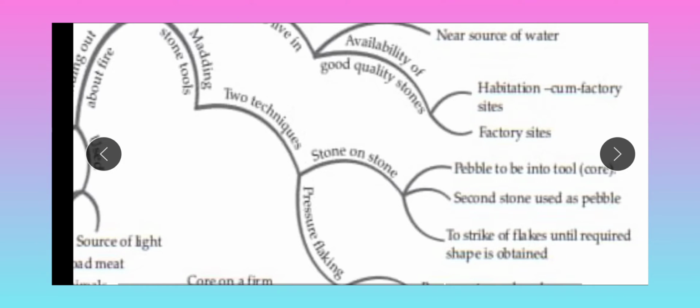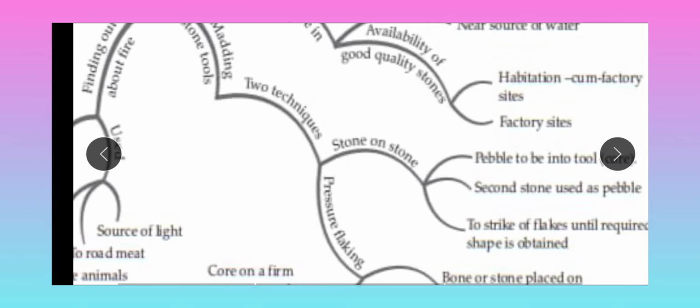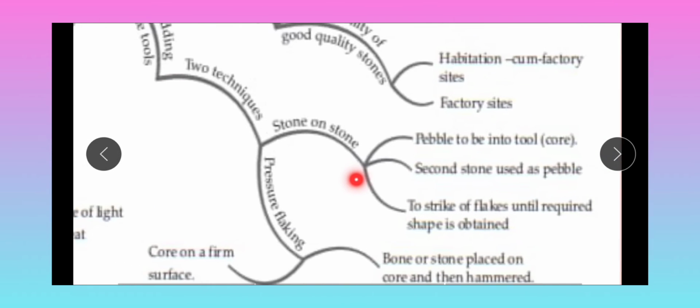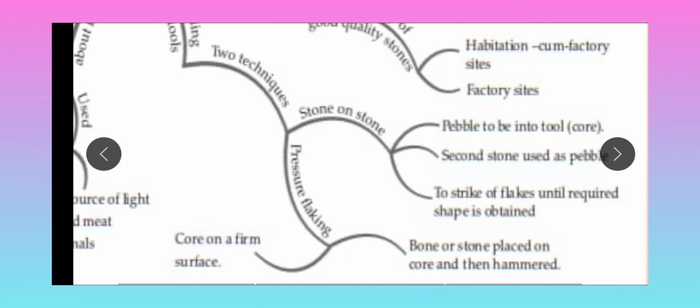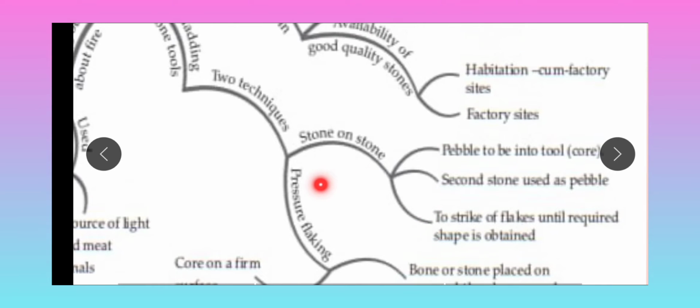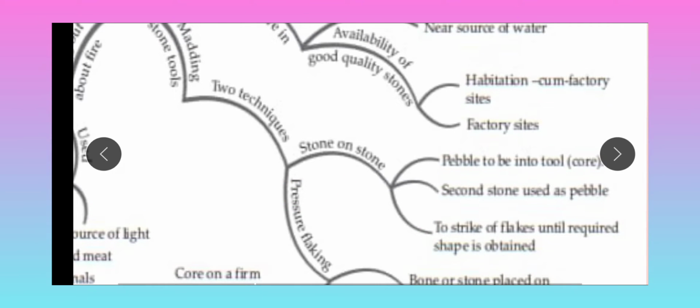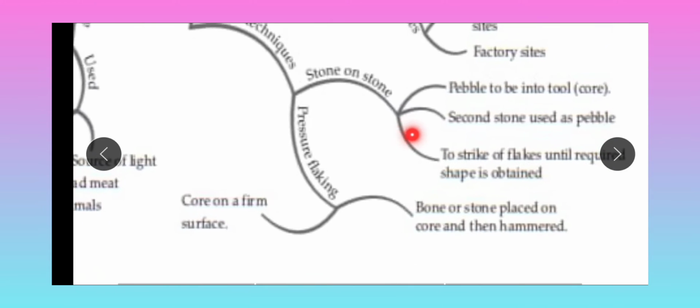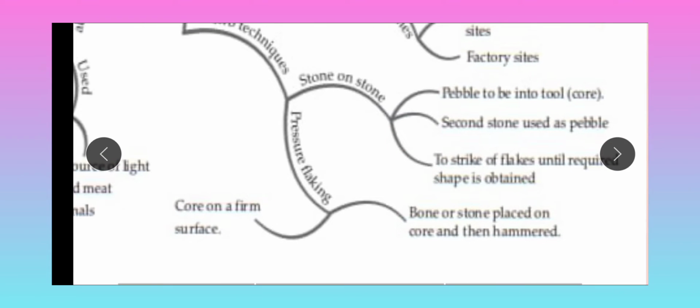Now we have talked about the stone tools. Mending stone tools was done by 2 techniques. One was stone on stone, means one stone we keep in our hand, and on that another stone is rubbed continuously. Because of that the upper core of the stone in our downside hand is continuously removed, and we are giving shape to the downsided stone.